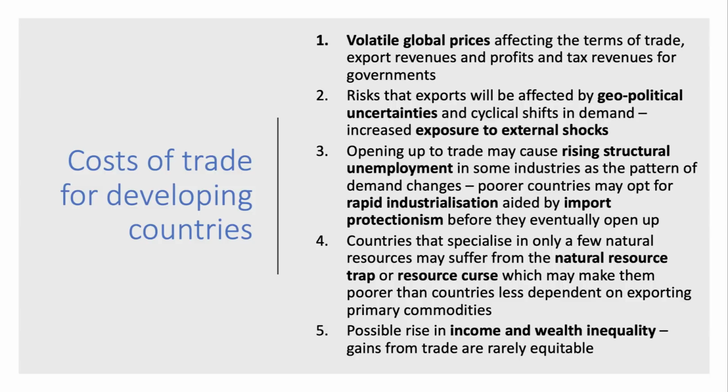The first key point is oftentimes the prices at which trade takes place are quite volatile. So it could well be the case that a country is an exporter, but only in a relatively small number of products, and the prices of those products globally move up and down. They're very volatile. That can have a direct effect on the terms of trade, can have a big impact on the revenue from exports, the profits of exporting companies, and, crucially, the tax revenues for governments.